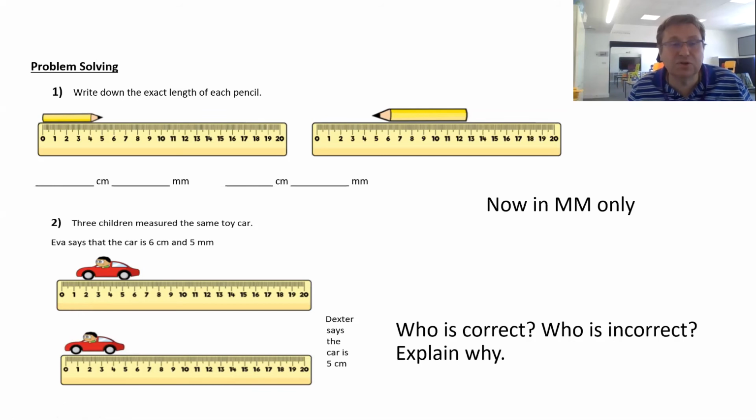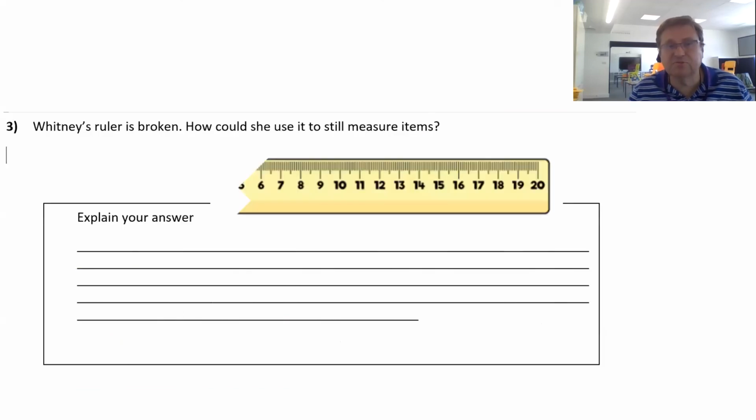And then in question 2, children are measuring the same toy car. Eva says it's 6 centimetres and 5 millimetres, and Dexter says it is 5 centimetres. So which one is right? Look at the diagram, look at it carefully, work out which one is right, and then explain your answer. I want to see you using mathematical language and to explain which one you think is right and why it is. And then you can add that to Tapestry.